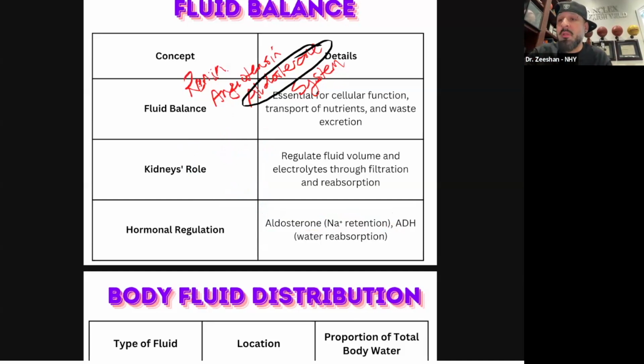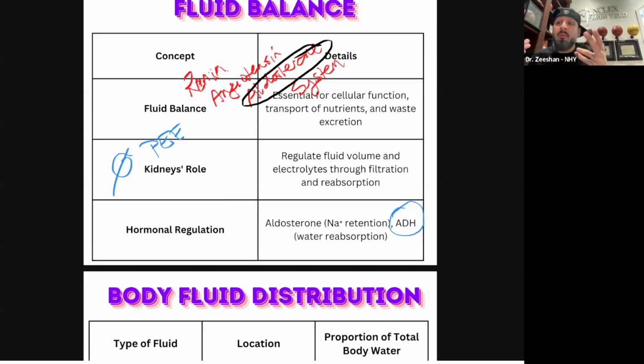The next one is ADH, which is anti-diuretic hormone. Anti-diuretic hormone. And not to get too much into this, but what is anti-diuretic? Well, diuretic means I'm going to pee. Diuretic means I'm going to pee. If it's anti-diuretic, it's anti-peeing. I'm not going to pee.